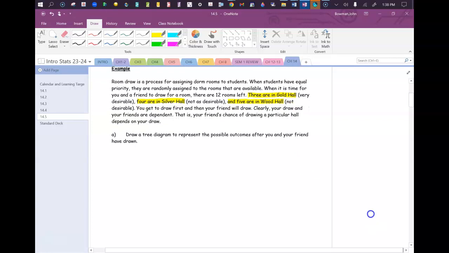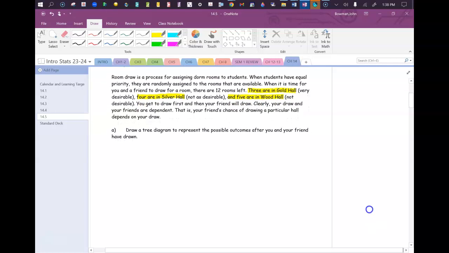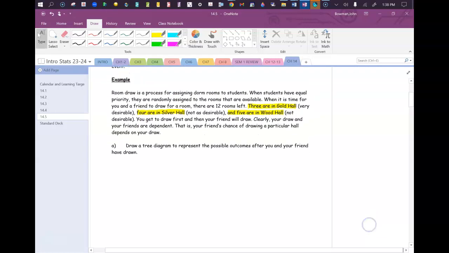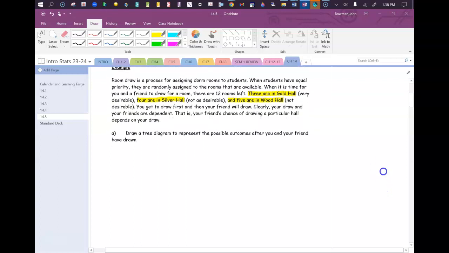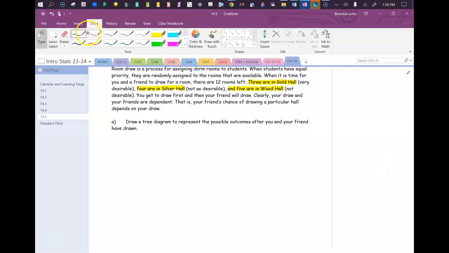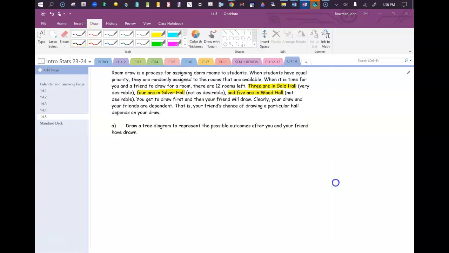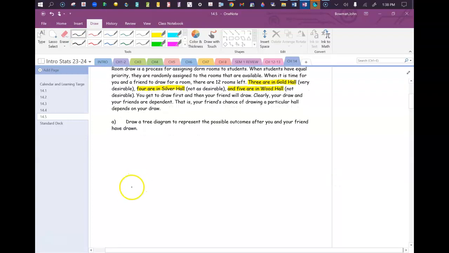Clearly, your draw and your friend's are dependent, or not independent. Another way of saying that is your friend's chance of drawing a particular hall depends on what happens on your draw. So we're going to illustrate this with a tree diagram. You're going to draw first, and we are going to have 3 possible outcomes for you. So this is the first stage of the tree diagram. There is Gold Hall, Silver Hall, and Wood Hall.